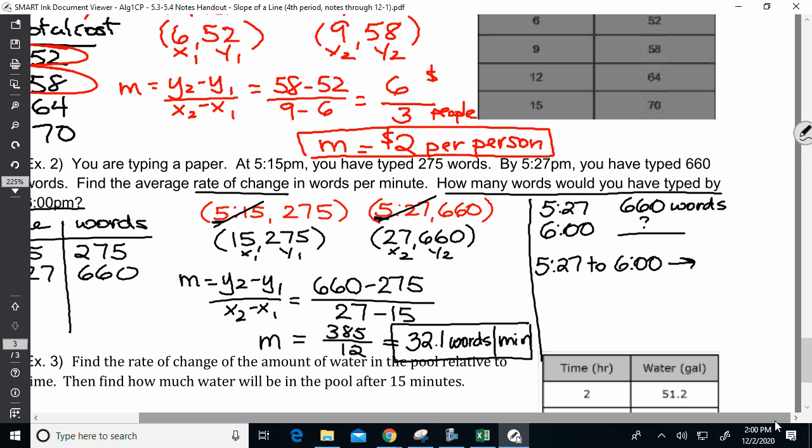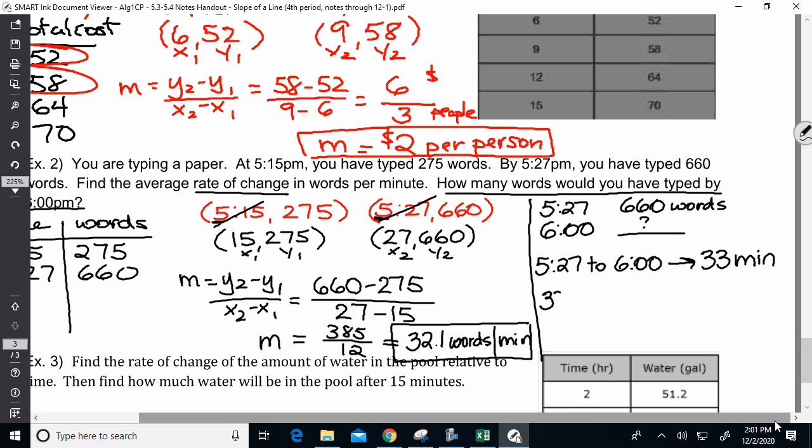So let me make this a little easier for you. To go from 5:27 to 5:30 is how many minutes? 33 minutes. 33 minutes. There you go. So that's 33 minutes. So look at it this way. 5:27, 28, 29, 5:30, that's 3 minutes. Then 5:30 to 6 o'clock, that's 30 minutes. 30 plus 3 is 33. So 33 minutes.